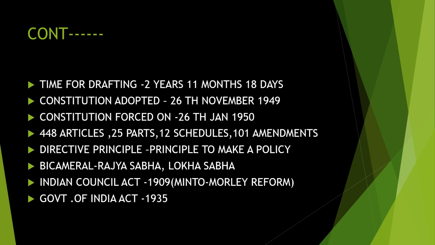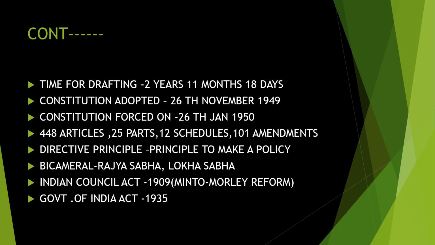Then what is meant by directive principle? These are words related to this constitution. Directive principle means principles for making policy. If you are making policies, there should be principles behind them. This is known as directive principle. Then our country has a bicameral system. What is meant by bicameral? Bi means two. Bicameral means there is a Rajya Sabha and a Lok Sabha, two houses. So it is known as the bicameral system.